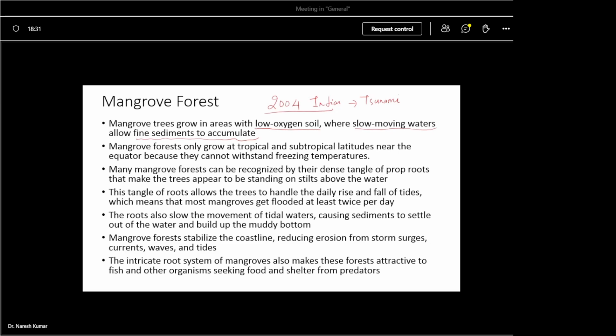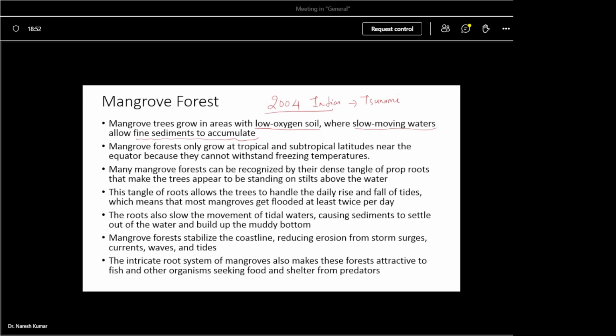So that's a very interesting scientific study. And then a lot of studies followed. People were able to realize the benefits of having this mangrove forest, which basically acted as a buffer in stopping the damage that was going to be caused by this surge of water.